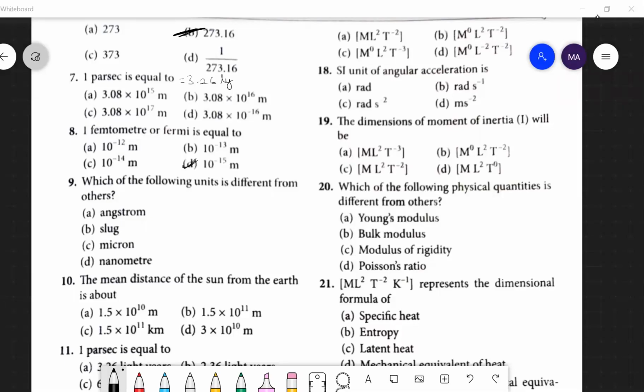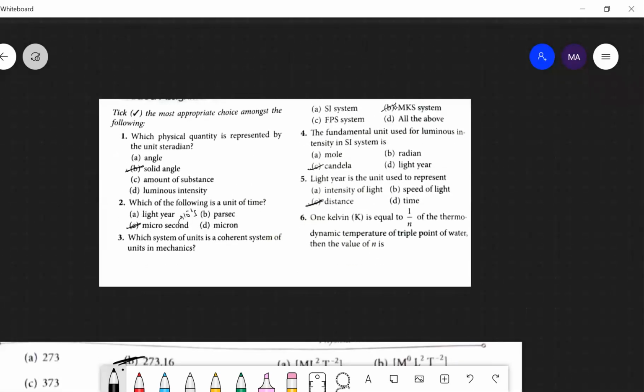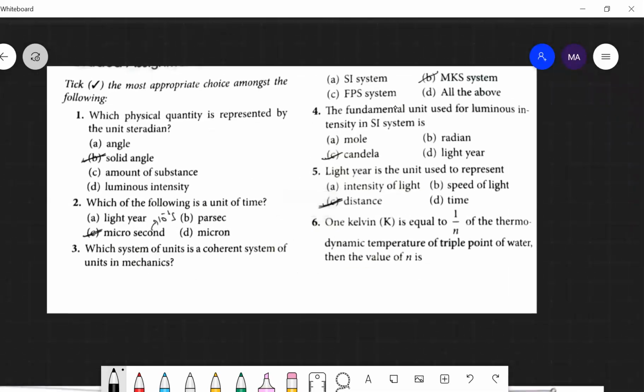Okay, chalo. We are starting with the revision of the first year, beta. I've started doing some of the numericals in the first year topic, which I already sent to you. The first question is, which physical quantity is represented by the unit steradian? Obviously, it is a solid angle.